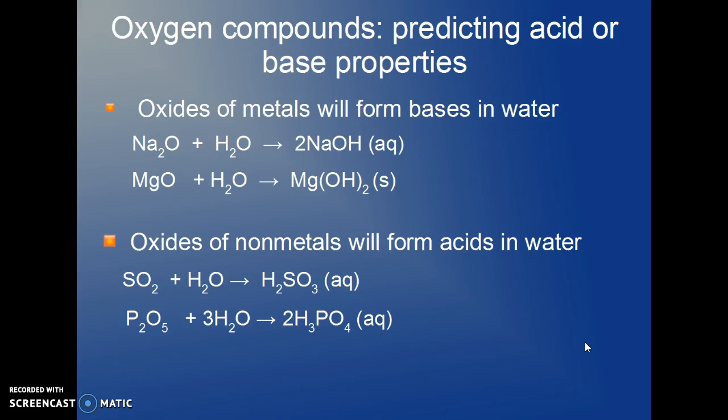Oxides of nonmetals, however, will form acids in water. So sulfur dioxide in water makes sulfurous acid. Diphosphorus pentoxide in water makes phosphoric acid. And you may already be aware that sulfur trioxide in water gives you sulfuric acid.